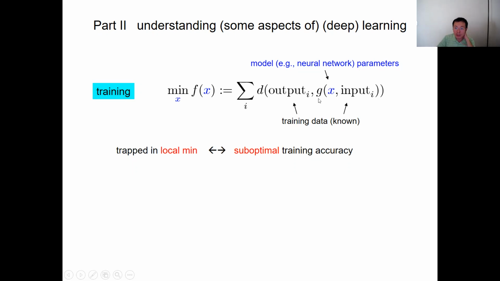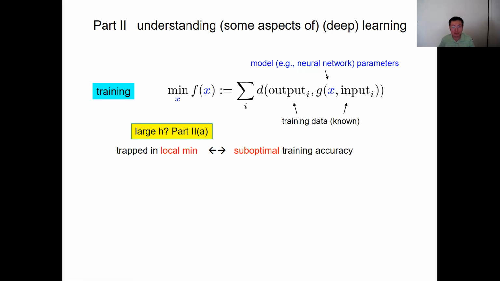But if your G function, for example if you use a neural network, can be very complicated, it's not going to give you a convex loss function f. So you will very frequently be trapped in local minimizers of f, which it has many, and that means you have suboptimal training accuracy. There is a better parameter that gives you a better match, but you cannot find it because you get trapped in a local minimum.